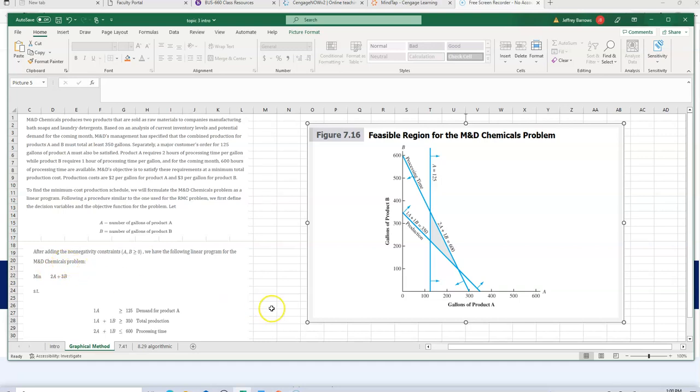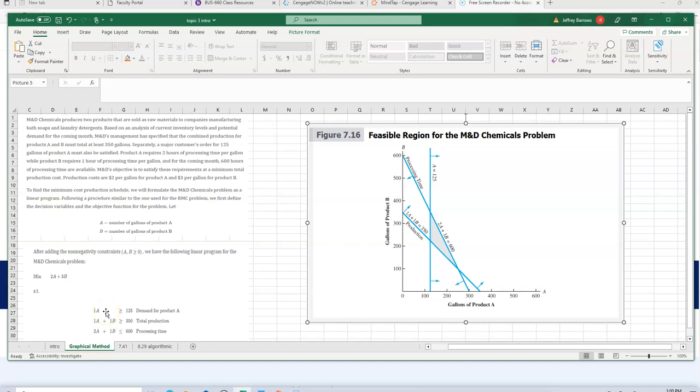I will stop right there and just say this. At this point, this is what Excel is going to do for you, or what Solver is going to do for you. Through its great power, it will find the one ordered pair that will make 2A plus 3B as small as possible, while also satisfying these constraints.